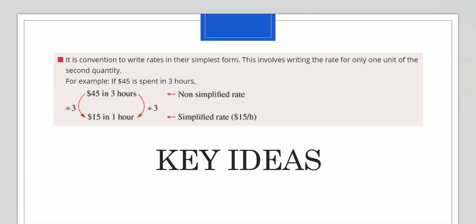Okay, so other key ideas. It is convention to write rates in their simplest form. So this involves writing the rate for only one unit of the second quantity. For example, if we write $45 is spent in 3 hours, we have the non-simplified rate, and then we divide the hours by 3 and the actual quantity by 3.